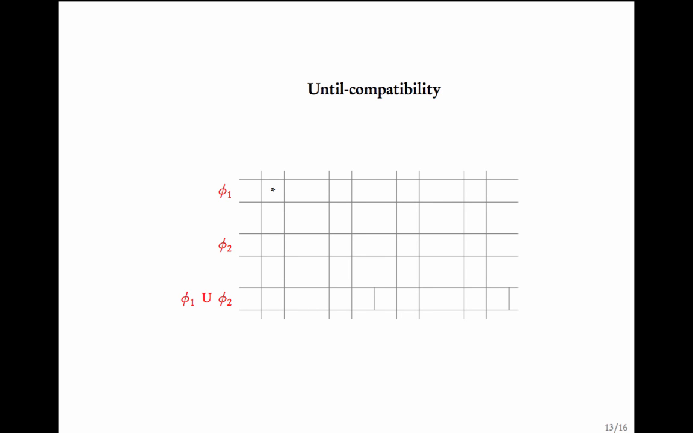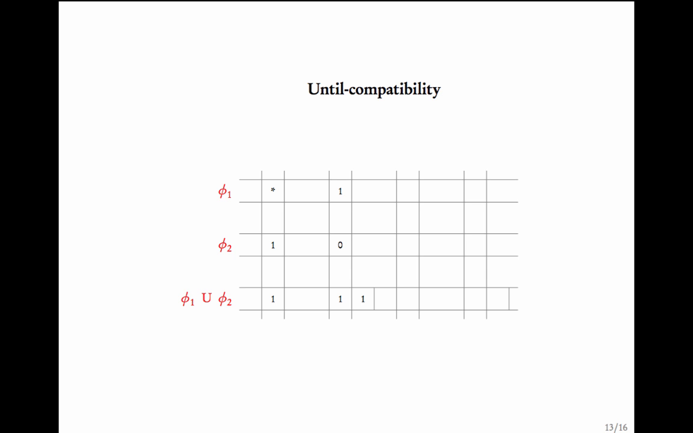The next important thing is the until compatibility. Suppose you have phi 1, phi 2 and phi 1 until phi 2. If phi 1 until phi 2 is 1, then either phi 2 is 1, in which case you don't care about what phi 1 is. So if this is 1 and phi2 is 1, then this could be either 0 or 1. If this is 1 and this is 0, then definitely phi1 should be 1 and phi1 until phi2 should be 1 in the next step.